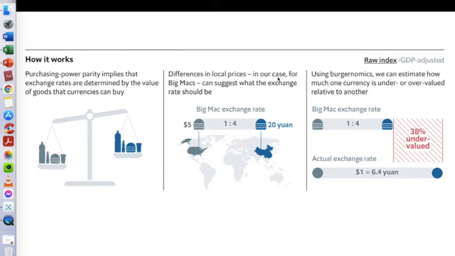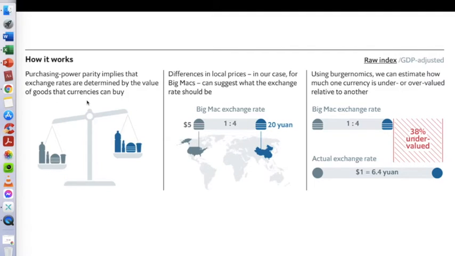And so this is from The Economist. Purchasing power parity implies that exchange rates are determined by the value of goods that currencies can buy. Now, exchange rates are defined by a complex series of equations referencing other currencies, the value of goods and services sold within a country, GDP, and you can look that up on your own.